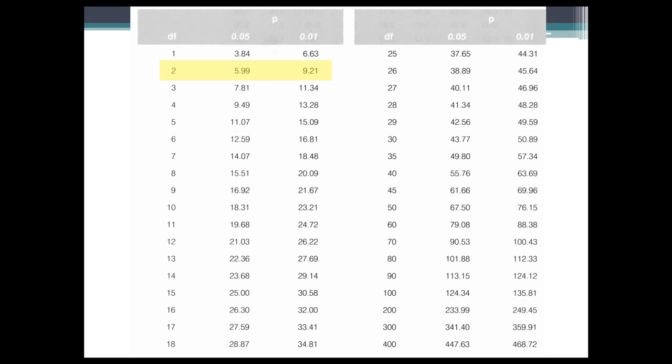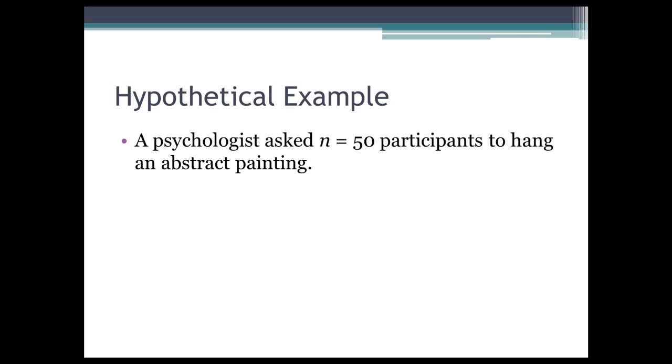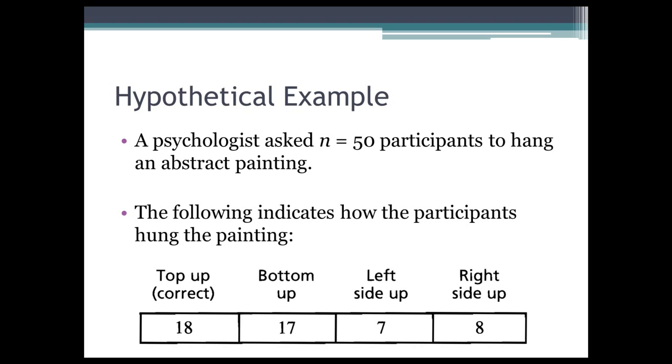So not too difficult. Let's do a hypothetical example. Let's say a psychologist asked 50 participants to hang an abstract painting. Of those participants, 18 did top up, which is the correct way. 17 did it bottom up, 7 did it left side up, and 8 did it right side up.